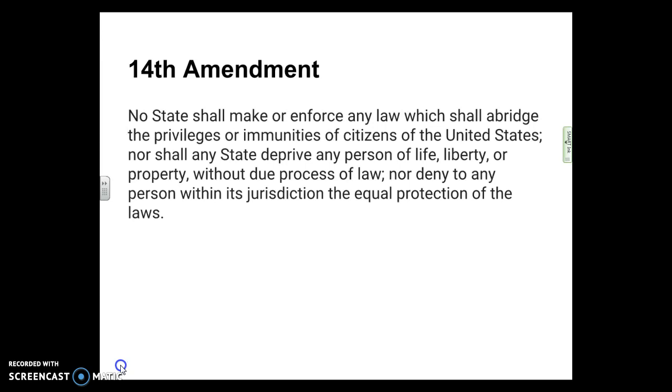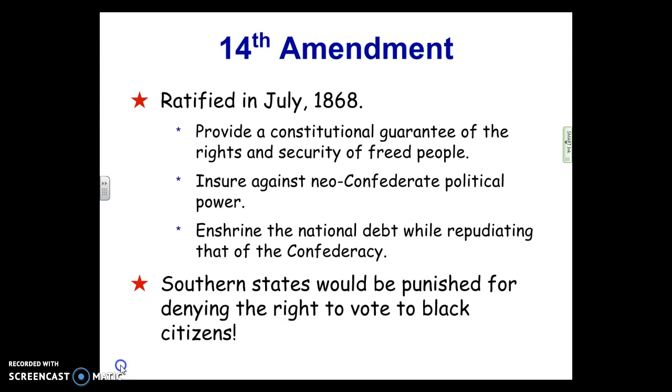This is important because it's passed in 1868. It guarantees rights and security for freed people, the guarantee of citizenship. It helps ensure against neo-Confederate power because now African Americans are voting, so they're not going to vote the Confederates back in, right? And it makes sure that the southern states are being punished for denying the right to vote to black citizens. This happens in 1868. The question is why, ladies and gentlemen? Why does it happen? And here it goes.